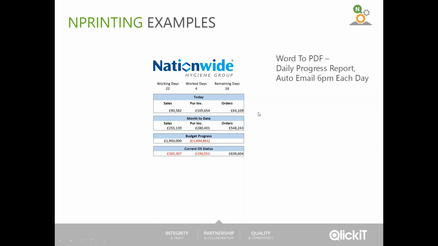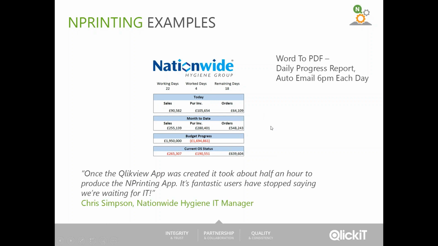I was with the IT manager last week, and he said something really nice that really shows the power of NPrinting. He said once you develop the QlikView app to pull out the numbers, it took about half an hour to produce the NPrinting app that you're seeing above there. He said it's fantastic. Users have stopped saying we're waiting for IT when people are asking where's this figure, where's that figure. They can't say it anymore. They get the reports. Nobody in IT has to run anything or do anything. It just happens.